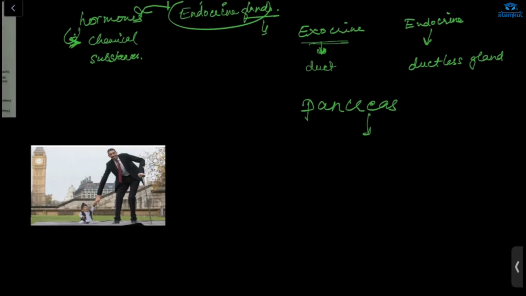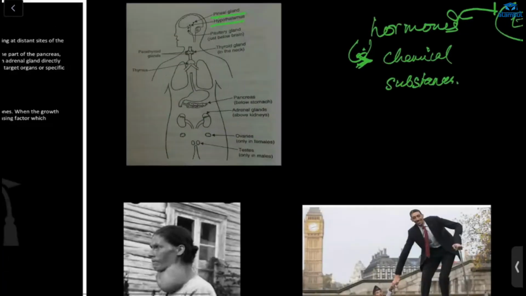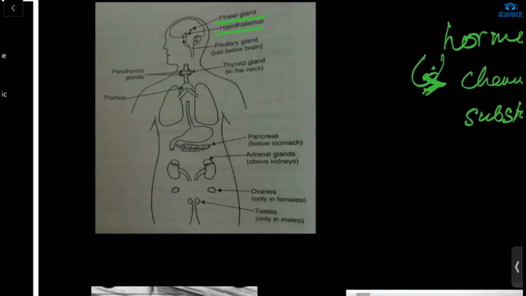Okay, then we were talking about types of the glands, right? We have pineal gland, hypothalamus.